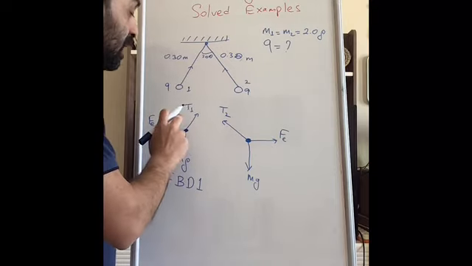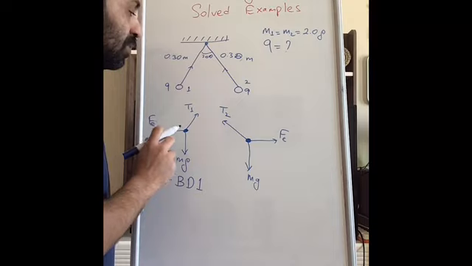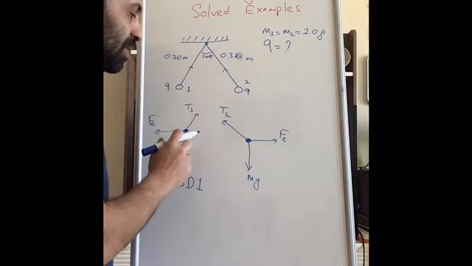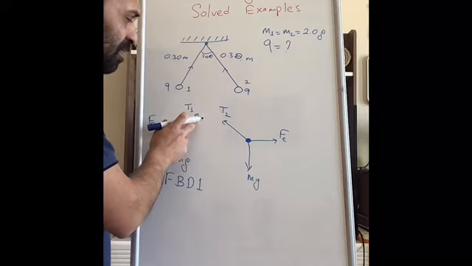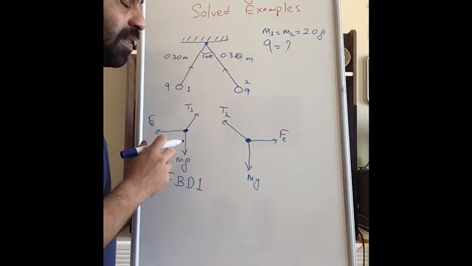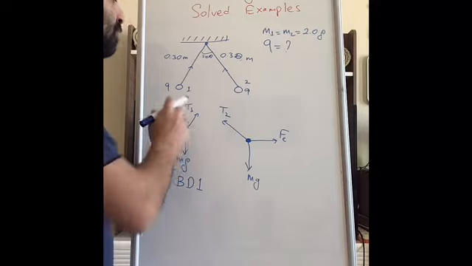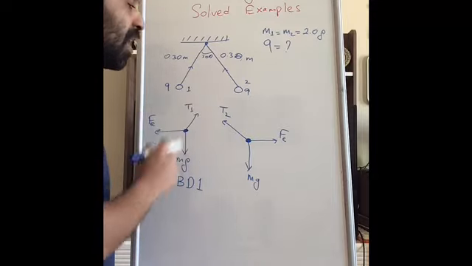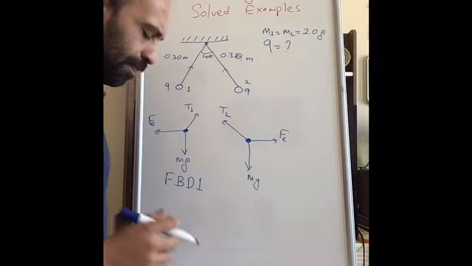Actually, it will be easy to see that T1 will be equal to T2, but in the beginning I just wrote them like different forces. They are different forces because they are in different directions, but we are going to find that their magnitudes are equal.